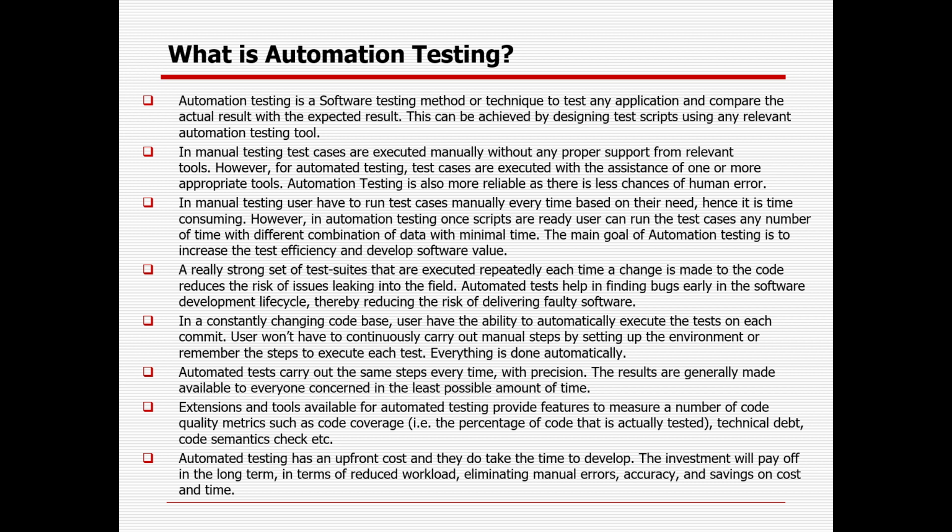So the main goal of automation testing is to increase test efficiency, increase test coverage, and develop software value. A really strong set of test suites that are executed repeatedly each time a change is made to the code reduces the risk of issues leaking into the field. Automated tests will help in finding bugs early in the software development lifecycle, thereby reducing the risk of delivering faulty software.